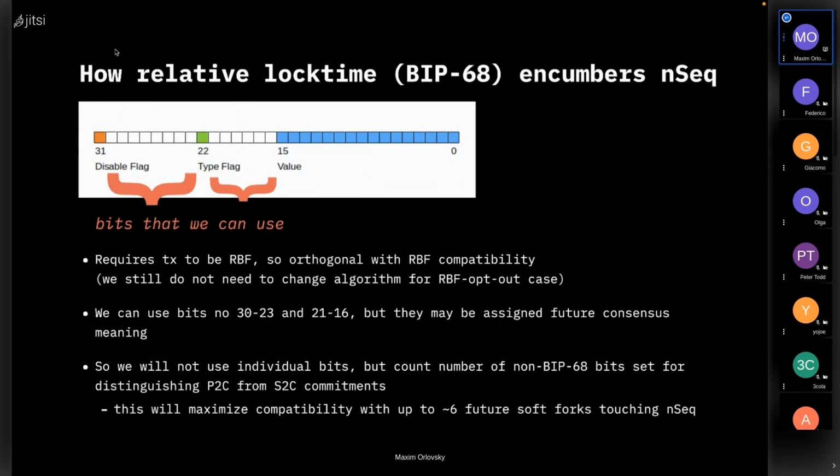So instead of using an individual bit to signal the commitment scheme in RBF transactions, I would like to propose to count the number of bits which are set in the unoccupied bit space, and check whether this number of bits is even or odd, to take the decision on the commitment scheme based on that property. So basically, this will maximize compatibility with future soft forks, and we can tolerate up to 6 future soft forks touching the nSequence number.